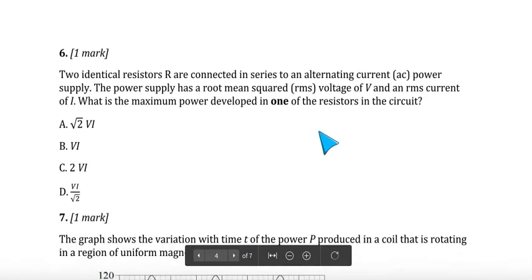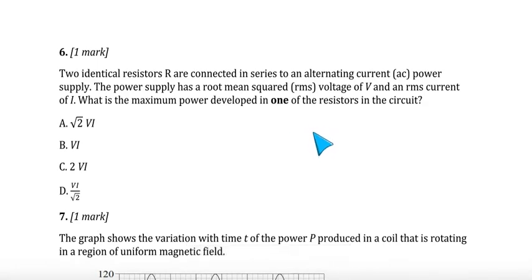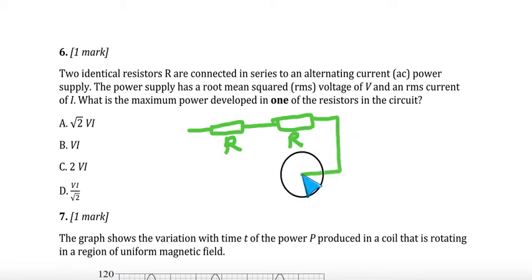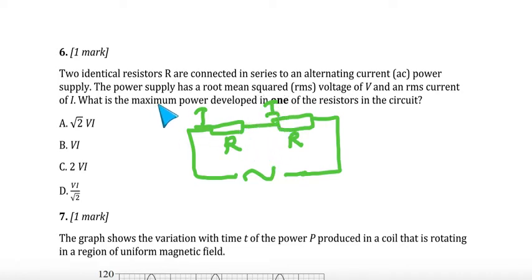Next question, number 6. Two identical resistors are connected in series. Let's do a quick diagram here. Let's say these are R and R connected to an AC power supply. So this is what my diagram would look like. Obviously, because they are in series, they would have the same current. And we're looking for the maximum power in one of them. The power supply has an RMS value of V, and we have an RMS current of I.